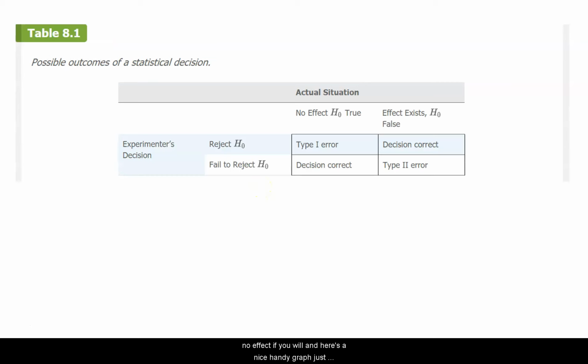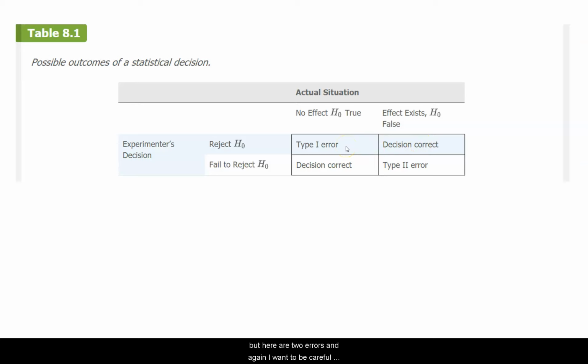And here's a nice handy graph. Just follow it. If I fail to reject the null hypothesis, and indeed the null hypothesis is true, I did the right thing. If I reject the null hypothesis, and indeed I should have rejected it, the null hypothesis is false, I did the right thing. But here are two errors.